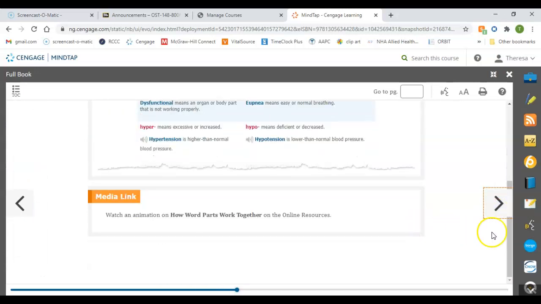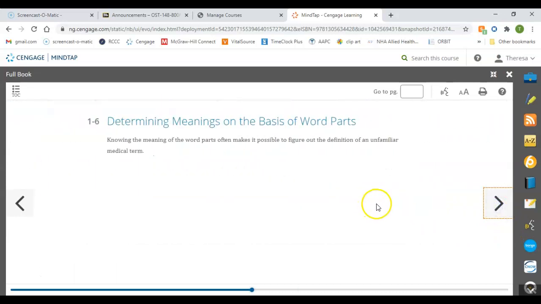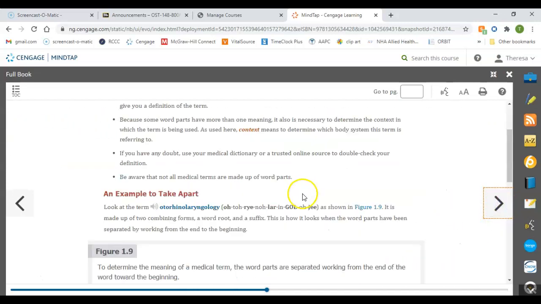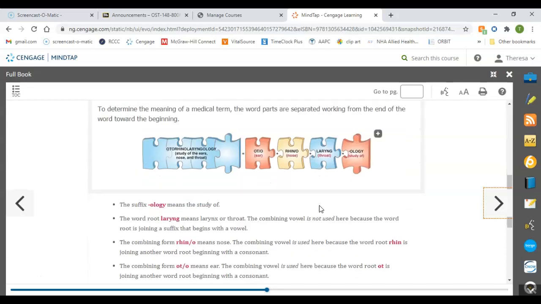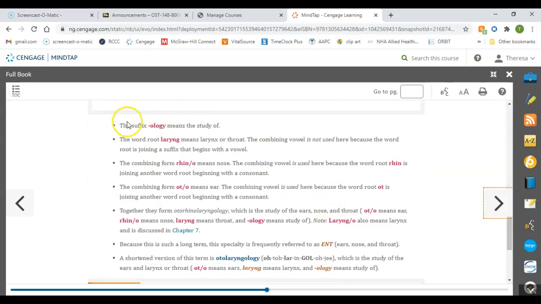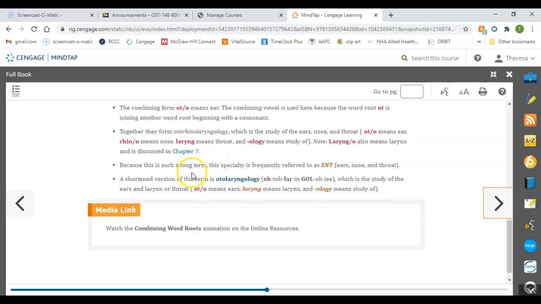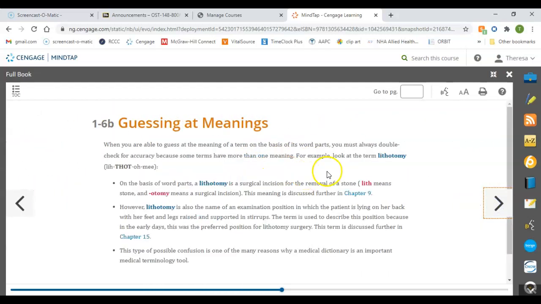And here's more. Just kind of pointing out where you're going to find what to put on your cards in the chapter. You have to actually go through the chapter. You can't just go by what's at the very beginning. So here's a lot of different other ones too. Rhin means nose. Ot means ear. Those type ones. Lith means stone, so make sure you get these in there.